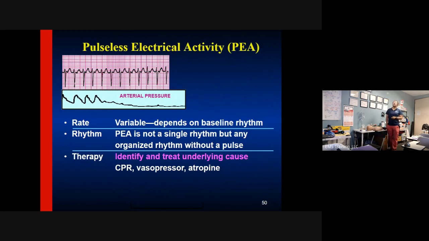All right. Pulseless electrical activity. What you have here is a rhythm with no pulse. Why no pulse? Because there's not enough pressure in the system to produce a pulse. That's why we resume CPR, to help build up that pressure. So you want to identify and treat the underlying cause, do CPR, try vasopressors if needed, that would be epinephrine. Atropine is not indicated in this protocol anymore. Scratch that off your slide.